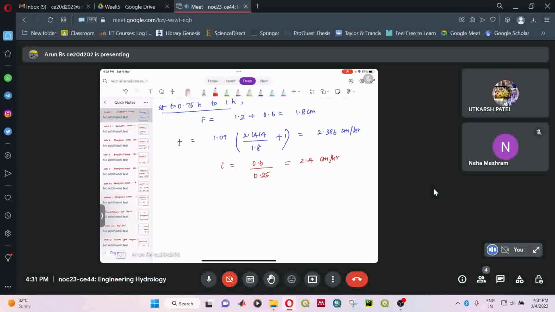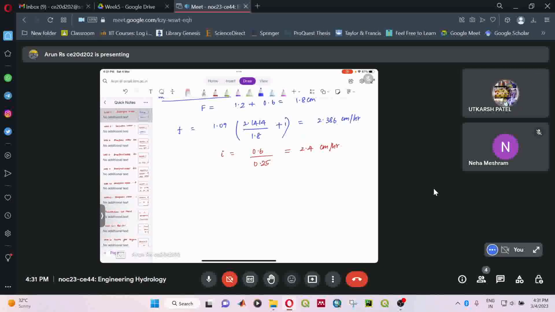So you can see now what happened. Your rainfall intensity is greater than F. So we cannot assume F is equal to I into T.